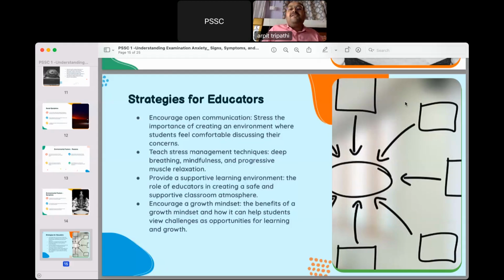Provide a supportive learning environment. The role of the educator is creating a safe and supportive classroom atmosphere. When a classroom atmosphere is safe and supportive for children, it helps.